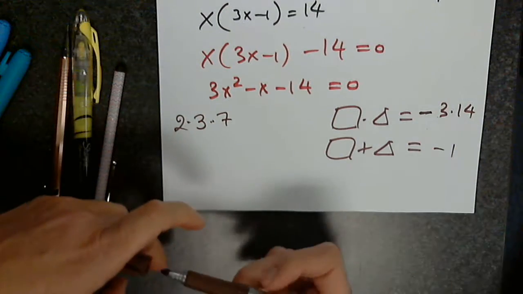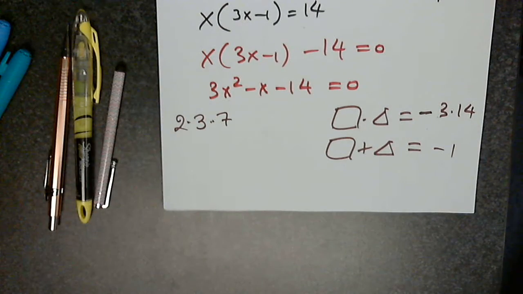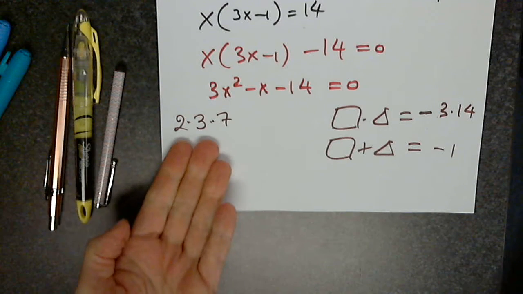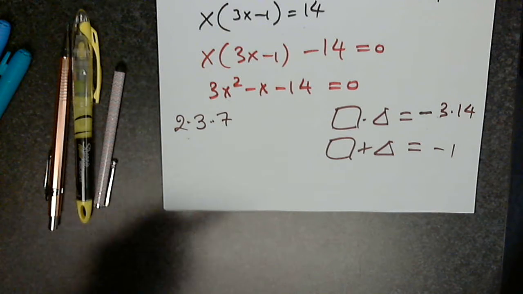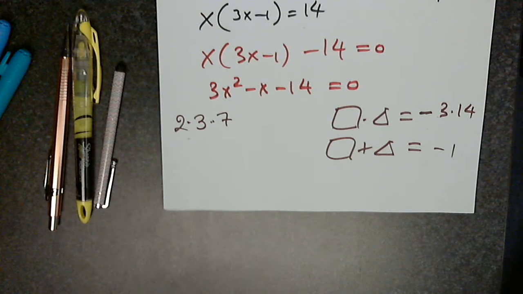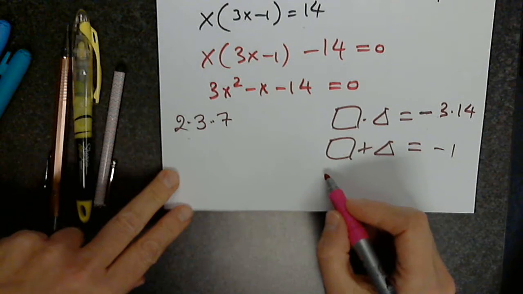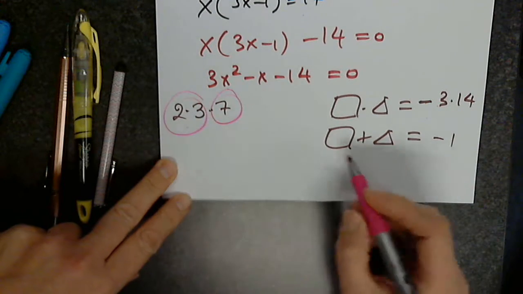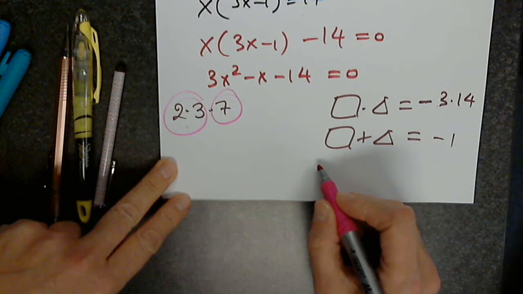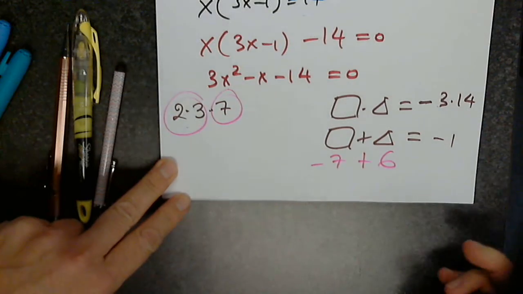Since the product is a negative number, what type of numbers am I looking for? 2 positives, 2 negatives, or 1 positive and 1 negative? Positive and negative. Wonderful. So look at this. Come up with two numbers whose product is the whole thing. Once you use all factors, the product will be that. And whose sum is negative 1. What will you conclude here? Yes. Which one is negative? Negative 7 plus 6. Good.